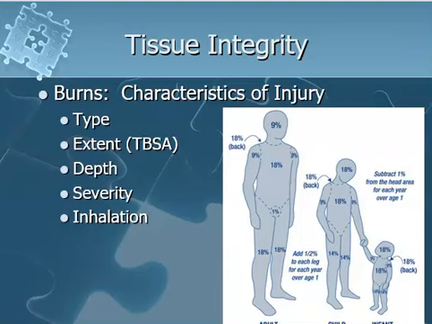The different types of burns can be thermal, electrical, and chemical. Thermal is flames or hot surfaces, hot liquids. Electrical could be household currents or lightning. And chemical, that could be very acidic or alkalinic compounds, okay?